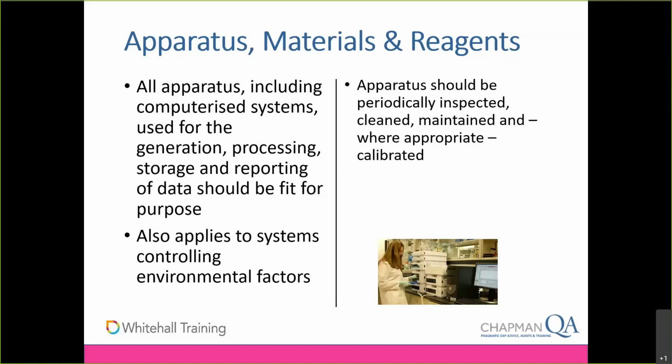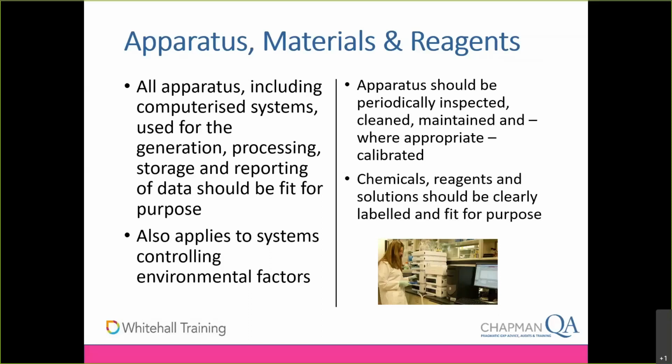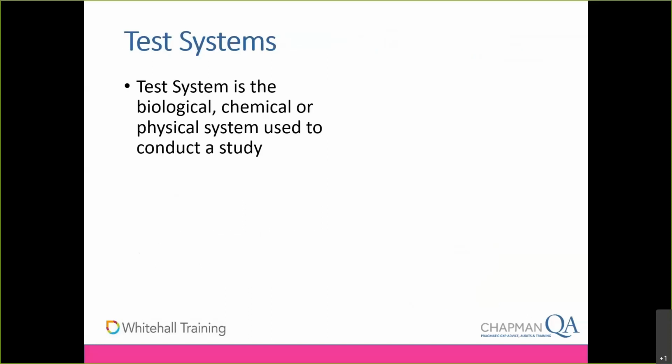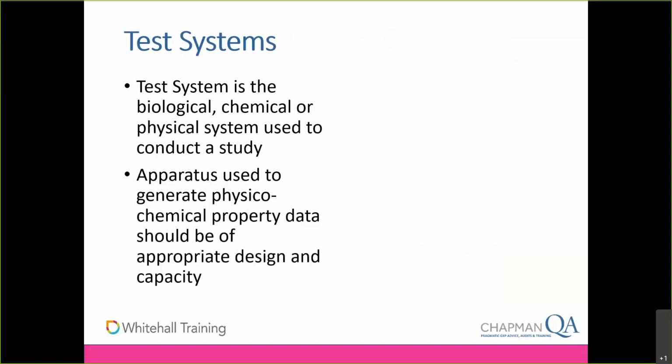So GLP expects that there's knowledge of fit for purposeness of your equipment, which involves periodic inspection, cleaning where necessary, routine preventive maintenance or reactive maintenance where necessary. And where a piece of equipment is being used to capture a measurement, and that measurement is important to the outcome of the study, then there's an expectation for calibration, even to national or international standards. Test systems, whether they're biological, chemical, physical, they need to be fit for their purpose, well characterized, and well maintained. And that includes apparatus used to generate physicochemical property data. So make sure that any balances or analytical instruments are of appropriate design and capacity.